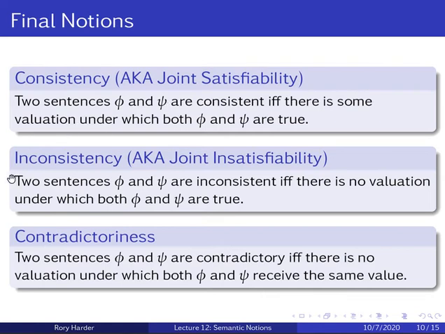Now, what it means for two sentences, phi and psi, to be inconsistent is for there to be no valuation under which both of them are true. So if we construct the truth table for both phi and psi, side by side, we will see that there's no row in which you see a true under the main connective for both phi and psi. That is to say that two sentences are inconsistent just in case there's no possible way of making them both true.